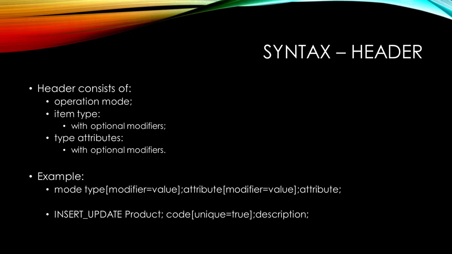The import's header consists of operation mode, item type with modifiers, and type attributes with modifiers as well. For example, insert_update as operation mode, Product as item type, code and description as type attributes, and unique as code's modifier.